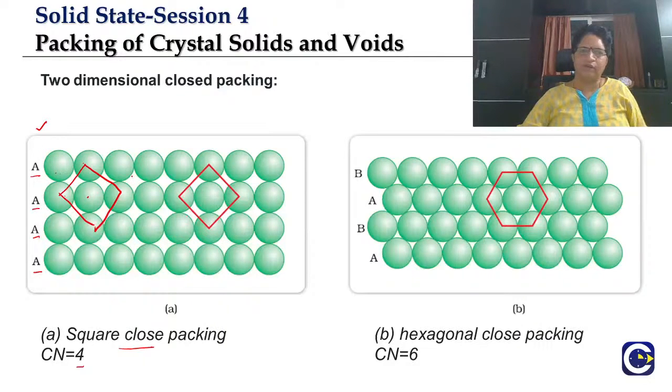Now the other way of arrangement is, instead of putting one below the other, to put them in between the spheres. If you put the second layer in between the spaces of the first layer, we get what we call AB type of arrangement. This is AA type of arrangement, where A means the same type of arrangement. If it is AA type, the coordination number will be 4. Now if you take anything in between, let me consider this in between.